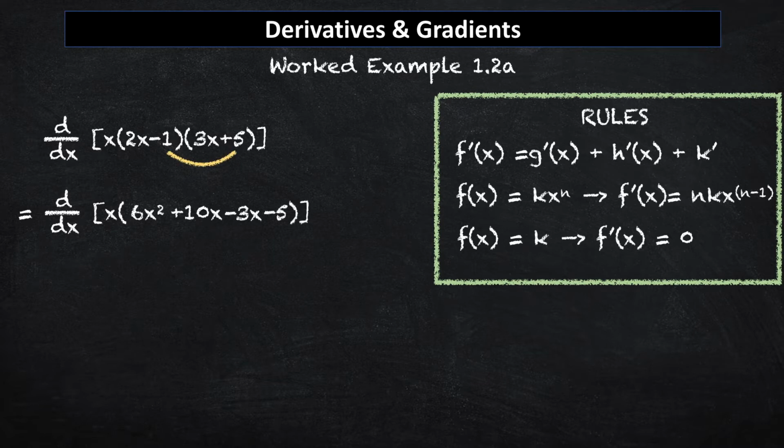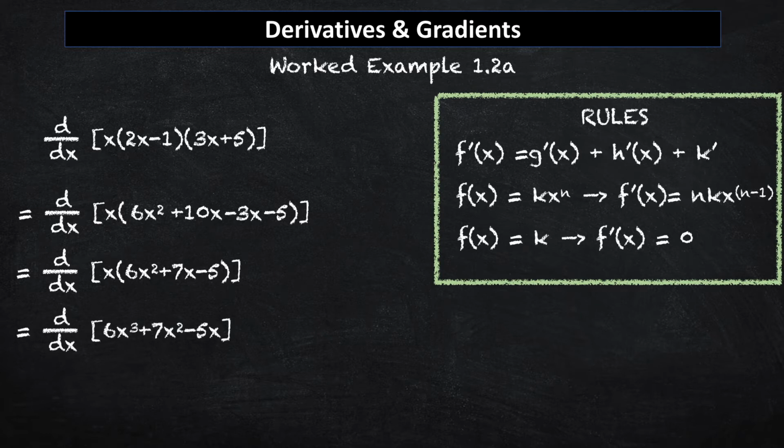But we still have a parenthesis inside the squared brackets. And so we now remove this parenthesis. We compute first the sum between 10x minus 3x inside the parentheses, which is 7x. And then in the next step, we compute the multiplication with the x that was outside the parentheses. And so at the end, we have to compute the derivative of the function 6x to the power of 3 plus 7x to the power of 2 minus 5x.